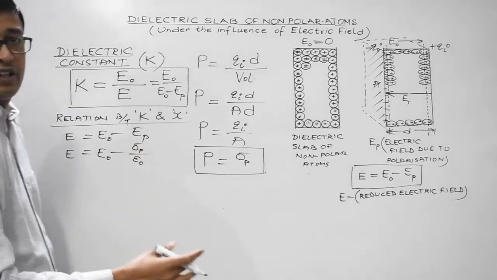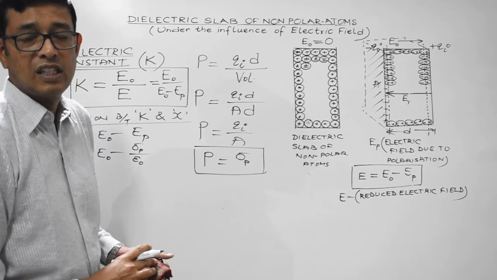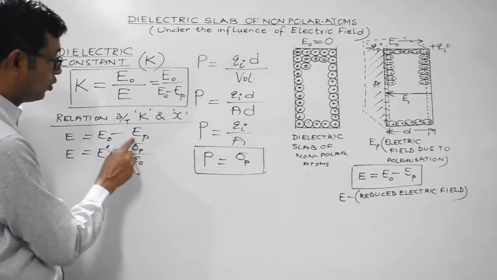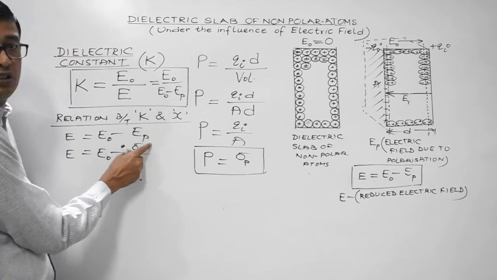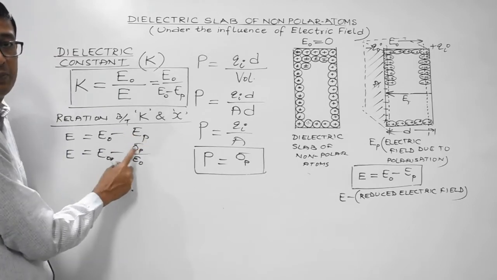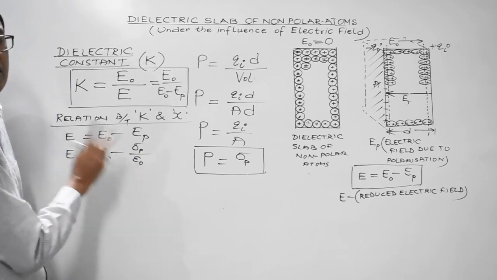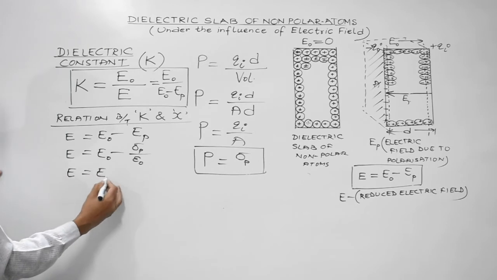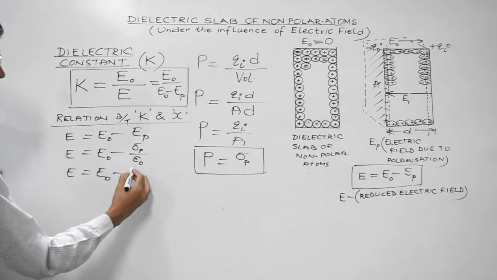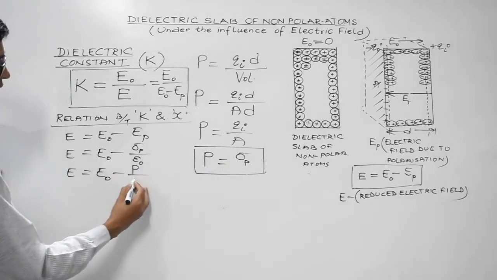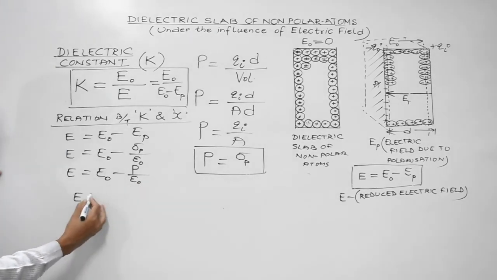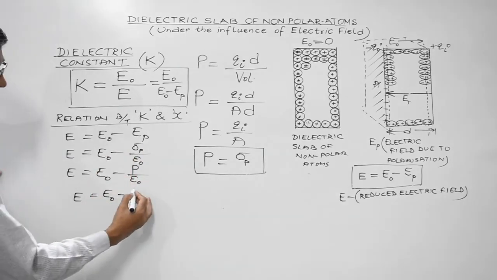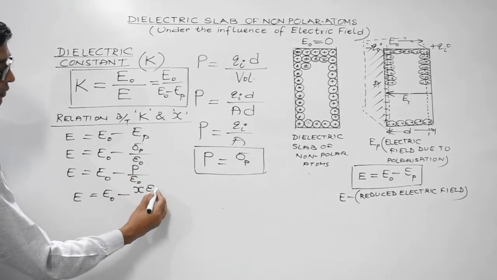Due to polarization, the surface charge density is sigma P. We are aware the electric field in the space between the plates is sigma by epsilon. Here in place of sigma we will write sigma P, since it is due to polarization. So the electric field due to polarization would be sigma P, which is the polarization density, divided by epsilon naught. Further, sigma P is the polarization density, capital P. Still further, we can write P as chi epsilon E.